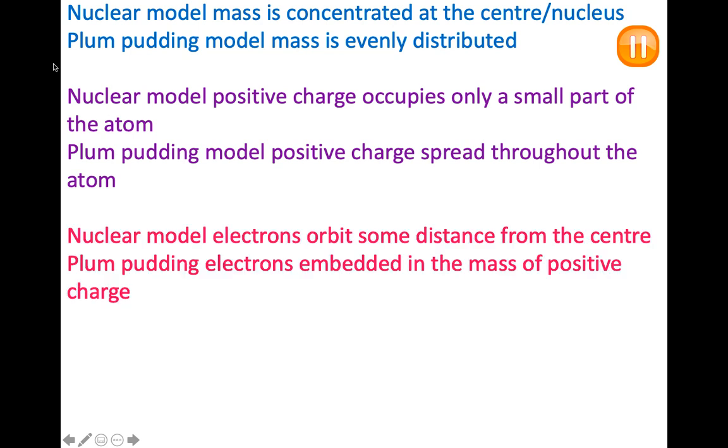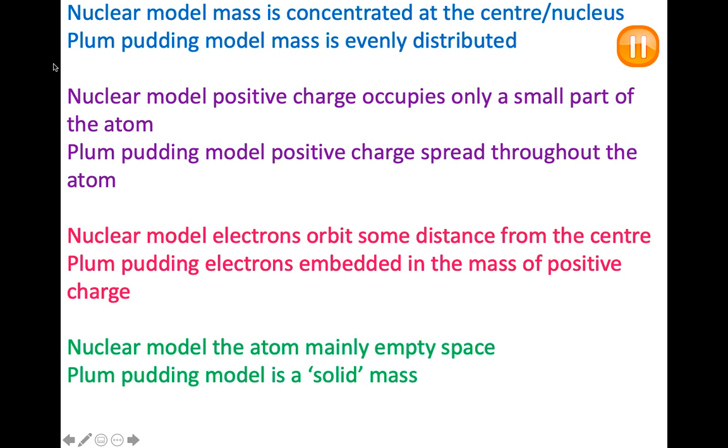That's your second mark. Third mark, nuclear model electrons orbit some distance from the centre, whereas the plum pudding model electrons are embedded in the mass of positive charge. It's your third mark. And your fourth mark, nuclear model, the atom is mainly empty space, whereas the plum pudding model is a solid mass. That's your fourth and final mark. Pause the video to mark your work, please.